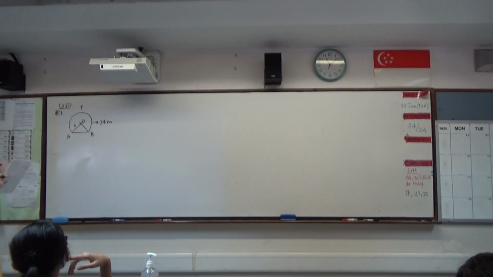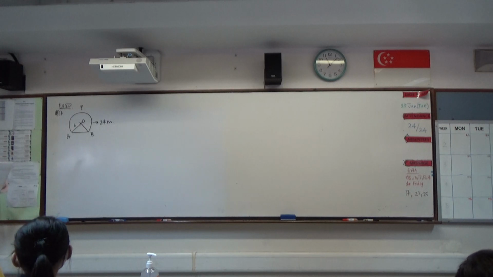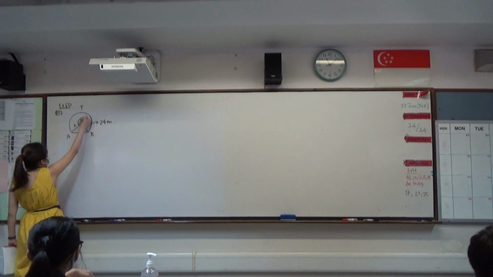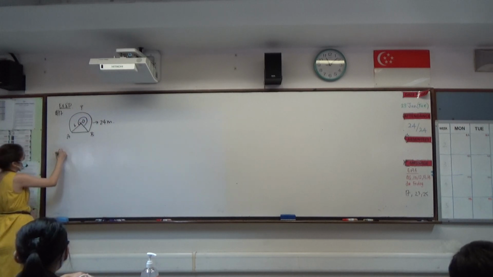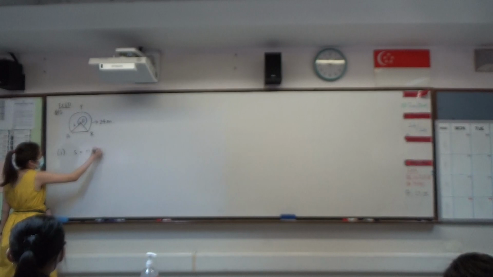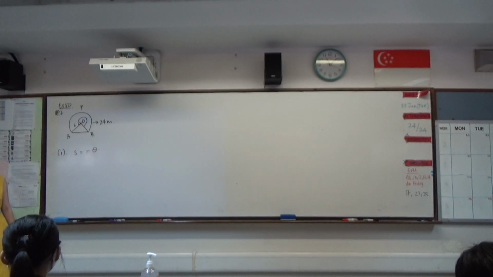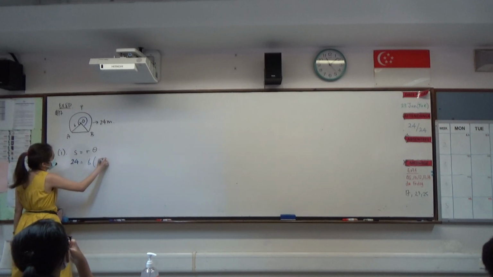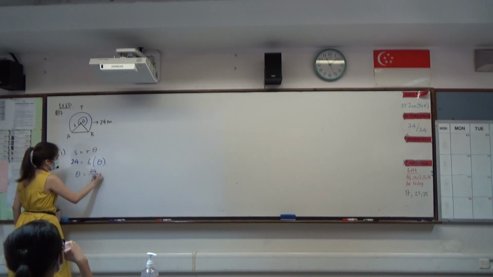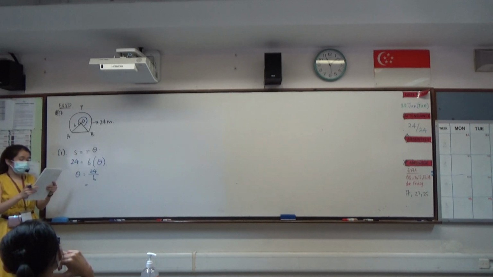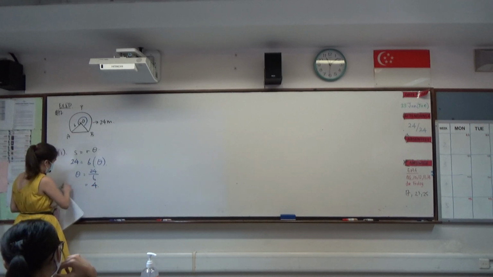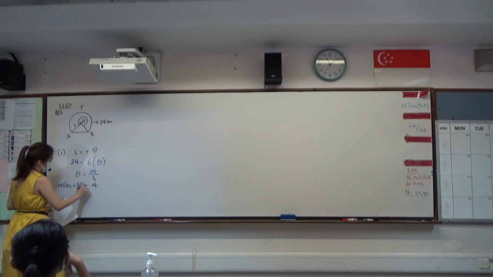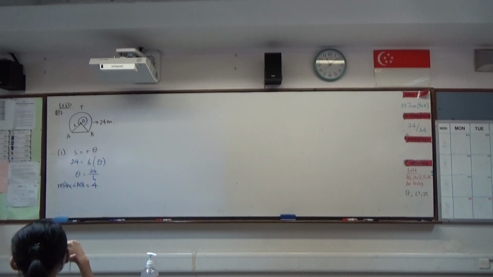So we want to find the reflex angle AOB, which is actually this angle here. Since we have the formula already, that S equals R theta, where S represents the arc length, so 24 equals the radius times theta. So the reflex angle will actually be 4 radians. Okay, so that will be the answer.